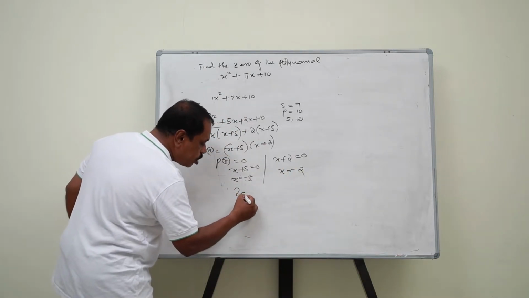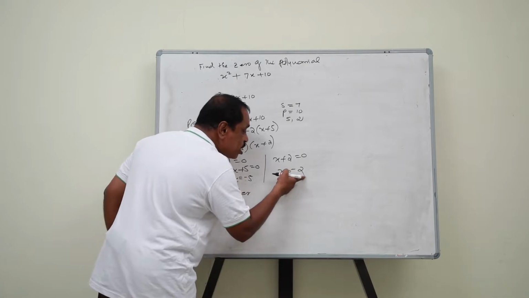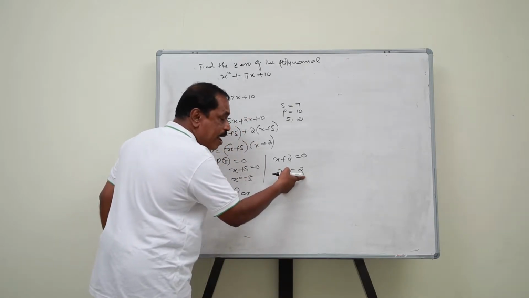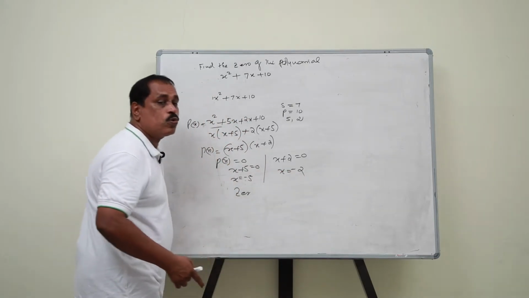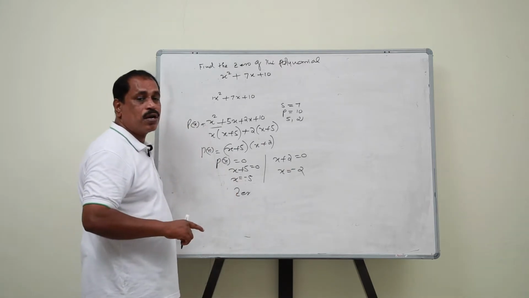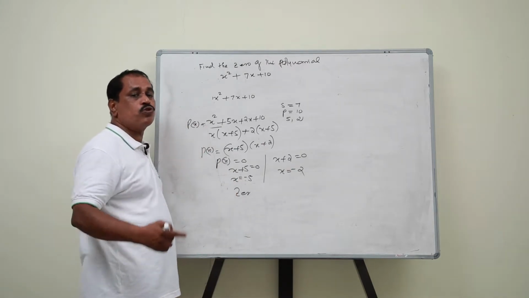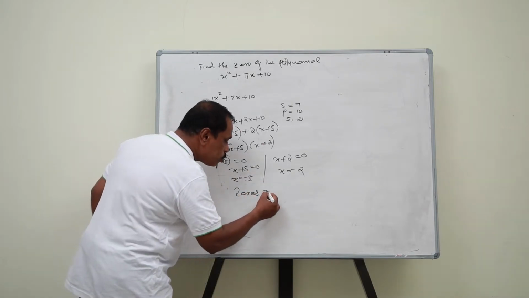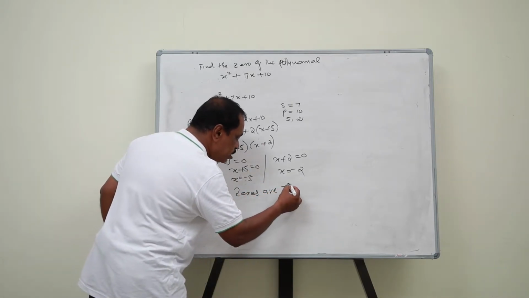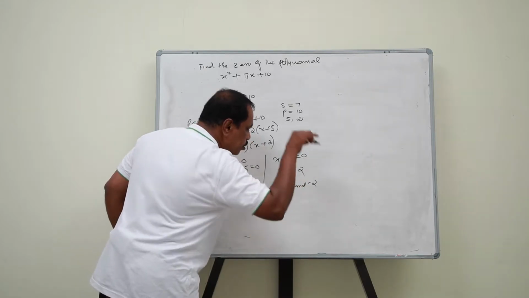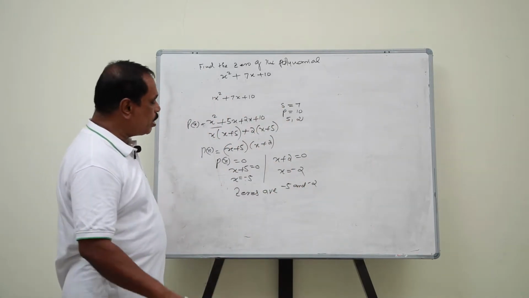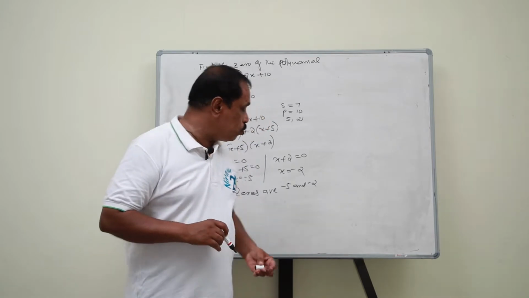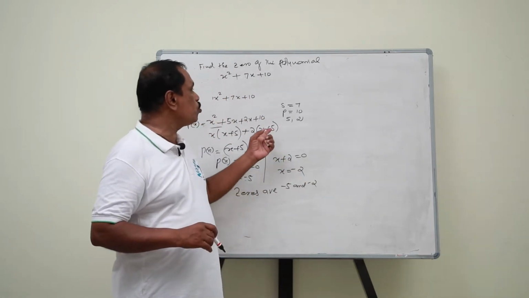Then you write the zeros. Some students stop until here, and after this they don't write. They did not ask you for x or y. You are supposed to write the zeros, that too in words. So the zeros are minus 5 and minus 2. Zeros are minus 5 and minus 2. This is the answer to the question.